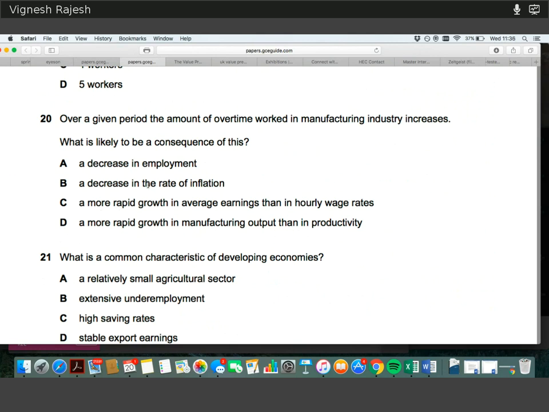Actually, that's the way in which the aggregate supply curve's upward slope works. An increase in, say, overtime pay, when resources are overworked, means that you have to pay higher rates, and therefore prices and inflation increase. So it's not B, nor is it A. And in terms of rapid growth of output to productivity, I don't think that's something you can necessarily deduce just from overtime. So the answer is definitely C.